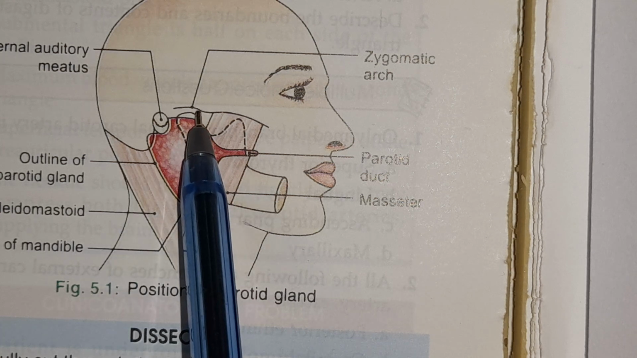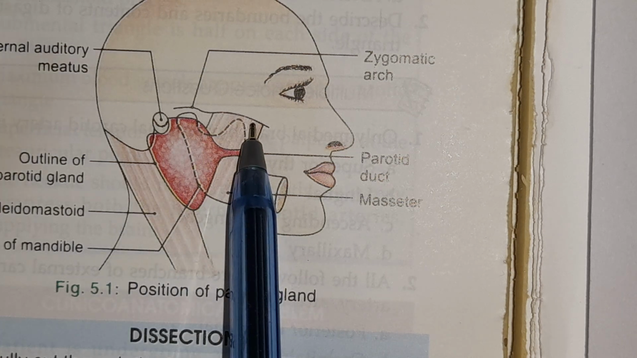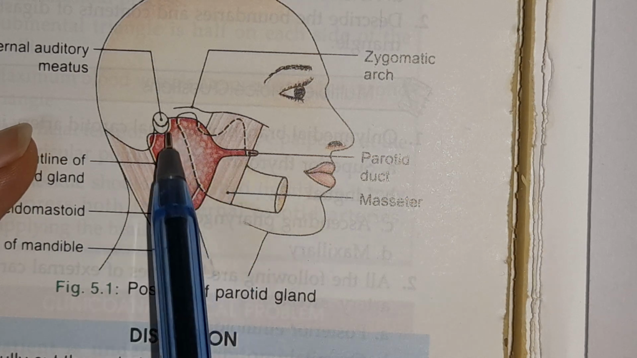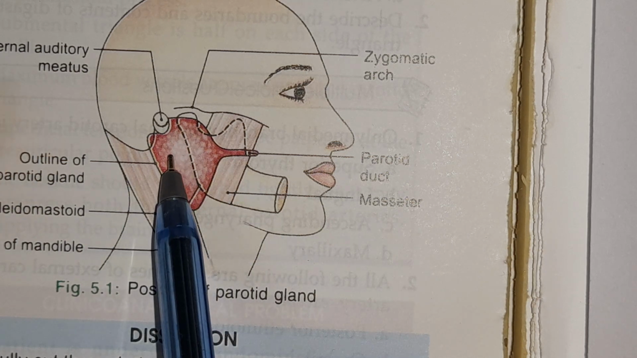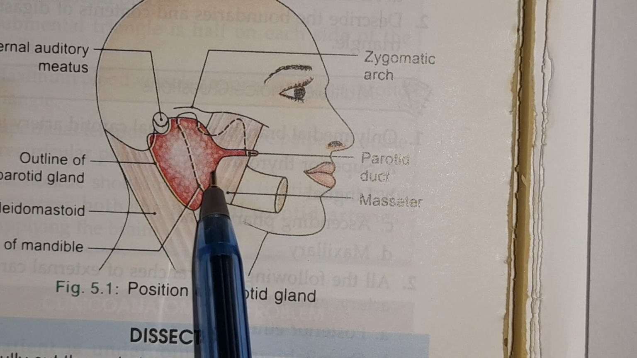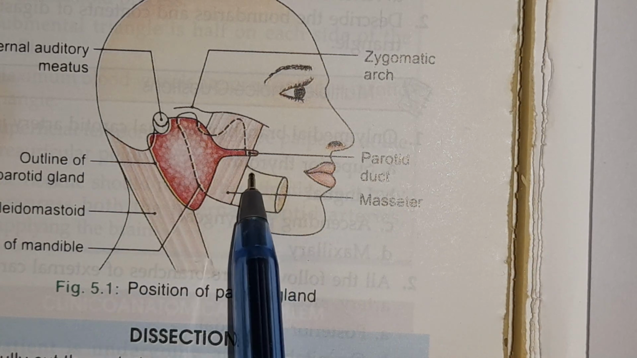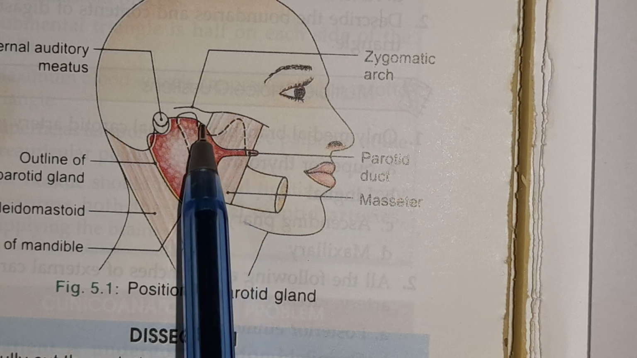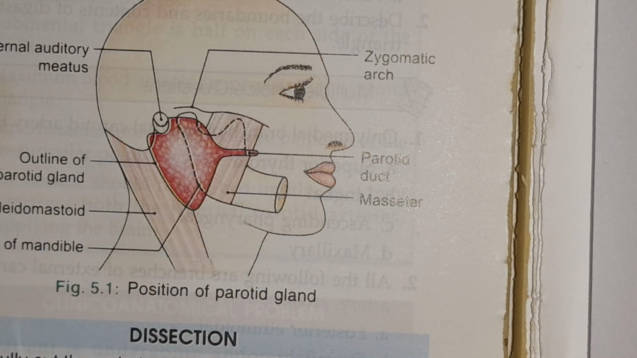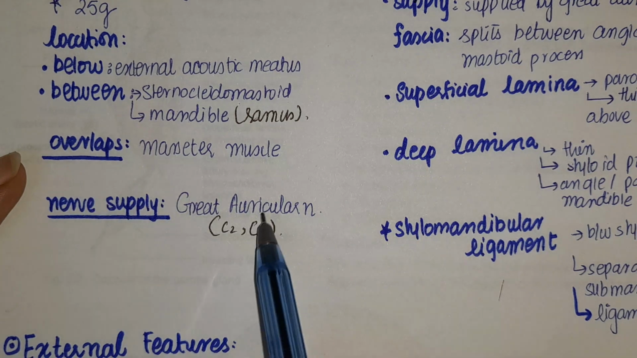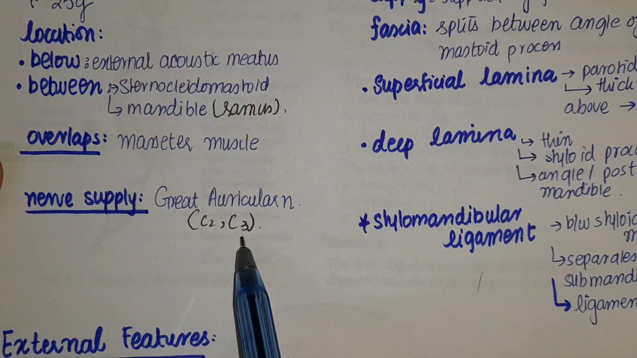It is between the ramus of the mandible and the sternocleidomastoid muscle. Then it is also below the zygomatic arch. Also it overlaps the masseter muscle over here. So mainly it is below the external acoustic meatus, between the ramus of the mandible and the sternocleidomastoid, it overlaps the masseter muscle, and it is below the zygomatic arch. Its main nerve supply is the great auricular nerve, that is C2 to C3.